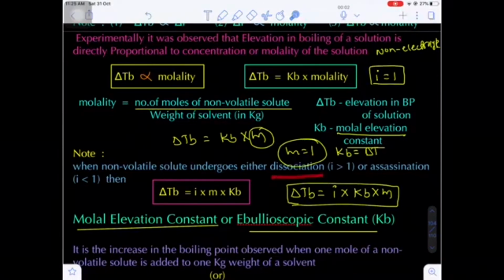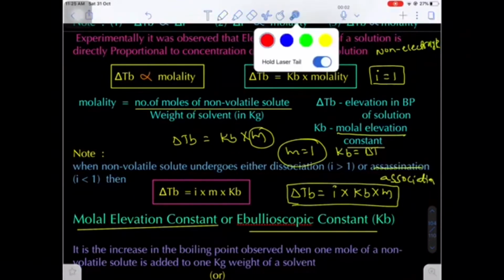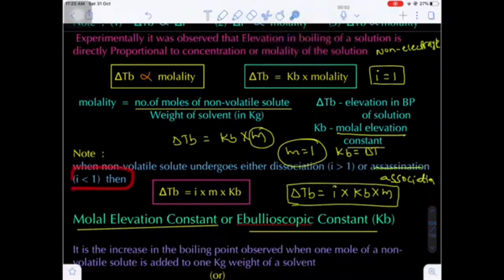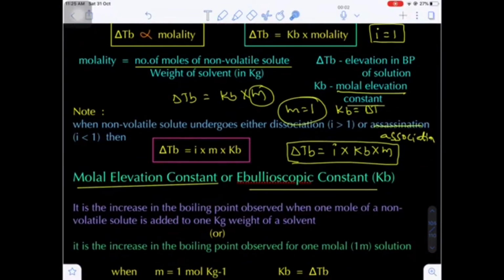Now here let's suppose the solute undergoes association or dissociation. When the solute undergoes dissociation or ionization, the van't Hoff factor i is greater than 1. When the solute undergoes association, the van't Hoff factor i will be less than 1. In the last class I completed what the van't Hoff factor is, and what abnormal colligative properties and abnormal molar mass are. If you have any doubt regarding the van't Hoff factor, please go and watch the previous videos. Yes or no?